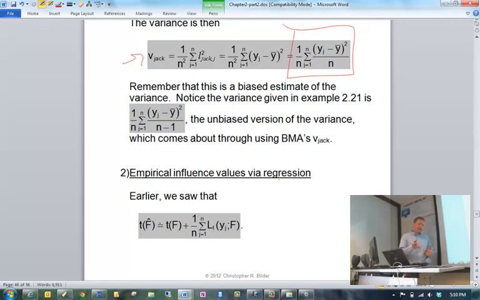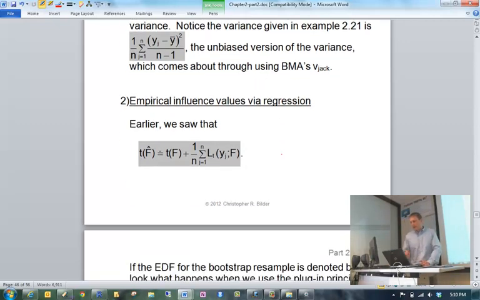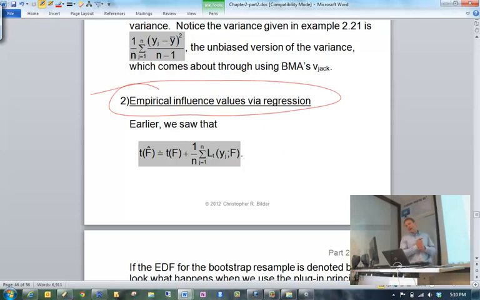So then the next way that we can estimate the variance is if we approximate the empirical influence values via regression. This can be a little bit more difficult for students to understand, and I like to talk about all my write-up on it all at once, and I don't think I can do this in 5 minutes because there's going to be extra stuff I'm going to write out. So why don't we just stop here?